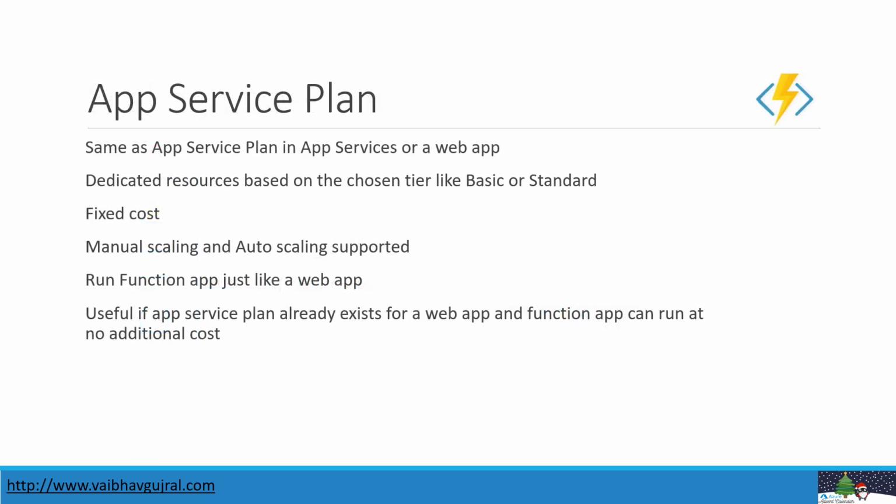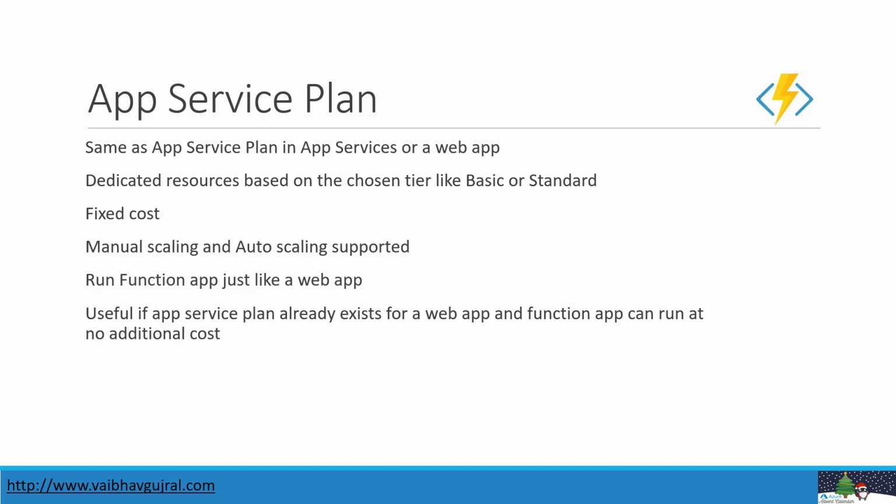App service plan is same as an app service plan in a web app or an app service. It's also called dedicated plan for Azure Functions. Under this plan, you get dedicated resources based on the chosen tier like a basic or standard. The advantage of an app service plan is its fixed costs because you get dedicated resources which are always up and running. Manual scaling and auto scaling are supported under app service plan just like it is supported in web apps.